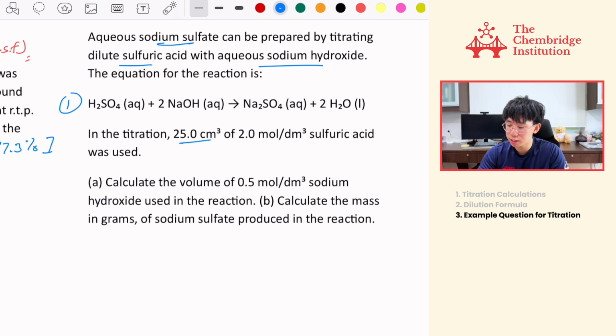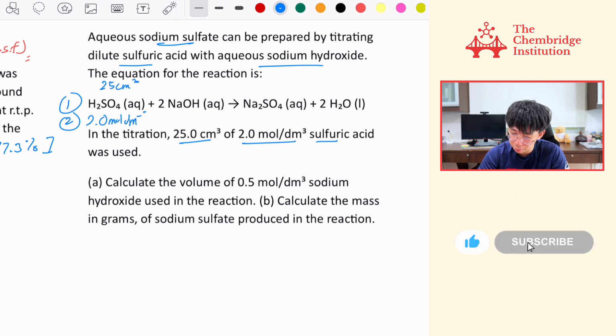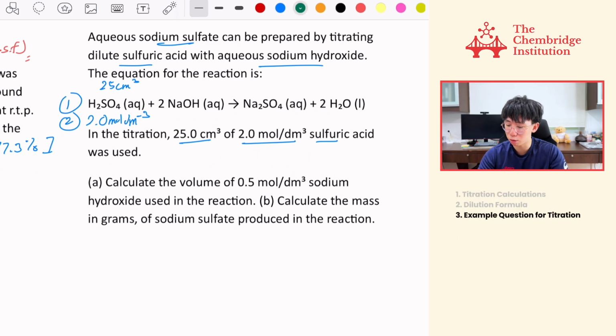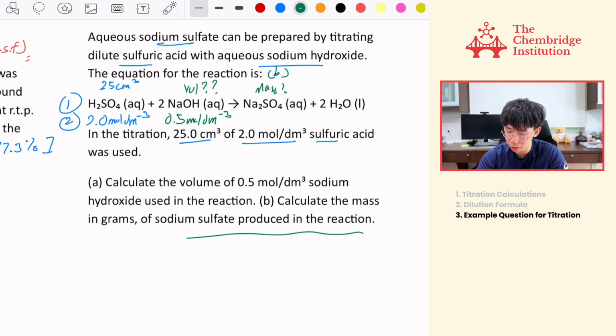Then they say 25 cm cube of 2.0 mole per dm cube sulfuric acid was used. So let's consolidate the information first. This is 25 cm cube, and this is 2.0 mole per dm cube. Then they say calculate the volume of 0.5 mole per dm cube of sodium hydroxide used. We know the concentration here, but we don't know the volume, which is what we're trying to find. After that, they say calculate the mass in grams of sodium sulfate produced in the reaction. So they ask you to find the mass here. This is part B, this is part A. So let's find part A first.